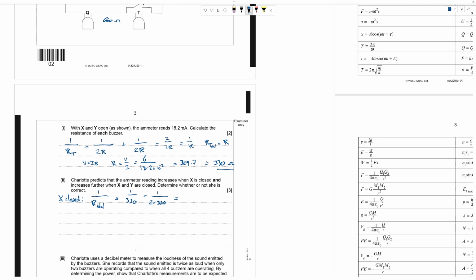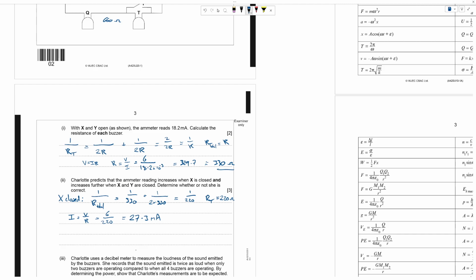I'm just putting this into the calculator. So the total resistance is 220, and by Ohm's law, current is equal to V over R, 6 over 220, gives 27.3 milliamps. 27.3 times 10 to the minus 3.